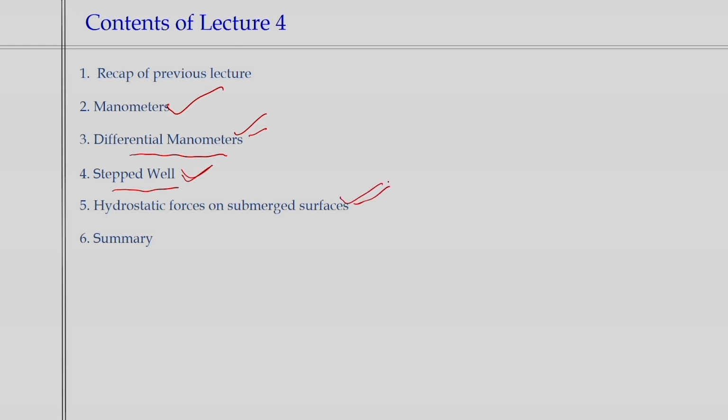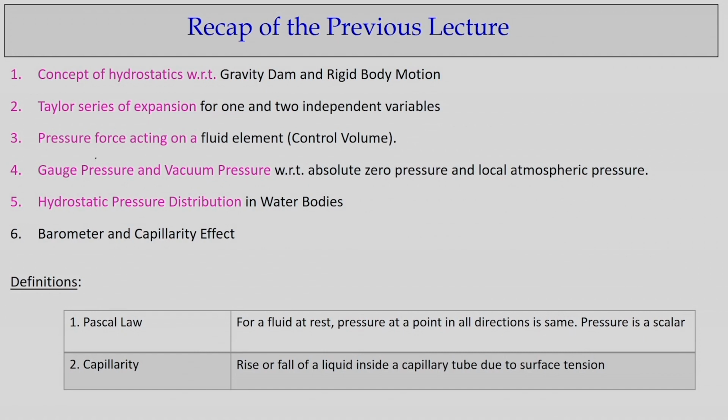Then we will have the applications of hydrostatics, to find the forces on submerged surfaces, and we will have a summary. In the last class, we derived the pressure force acting on the fluid or the control volume, and we also saw how the hydrostatic pressure varies along the z direction when you simplify the problem, and on a horizontal surface the pressure becomes constant. Those hypotheses we will use now to derive the equations for manometers or inclined submerged surfaces.